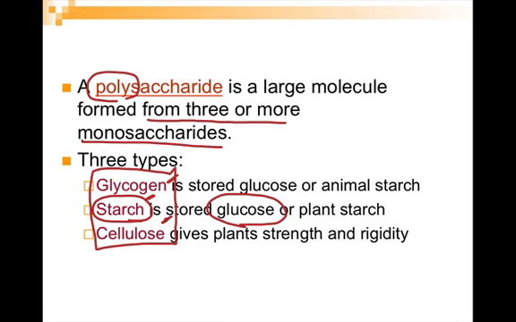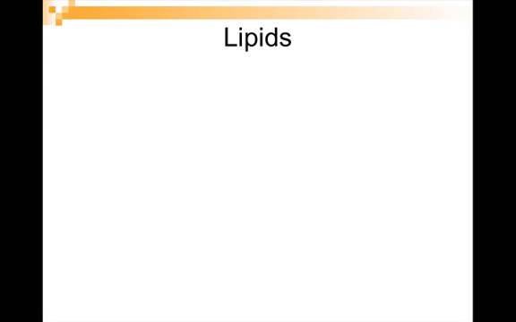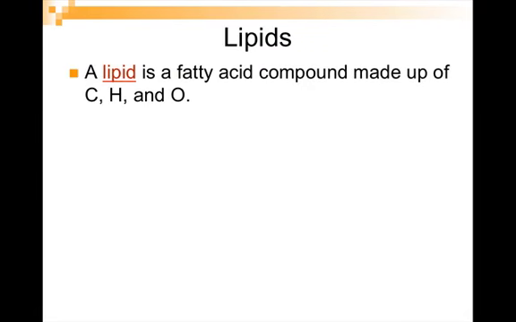The second category out of the four that we're going to talk about is lipids. And a lipid is a fatty acid compound made of, once again, those three: carbon, hydrogen, and oxygen. So it's still made of the three, but in carbohydrates the ratio is 1 to 2 to 1. The monomer for a lipid is a fatty acid. So once again, the monomer for a lipid is a fatty acid.